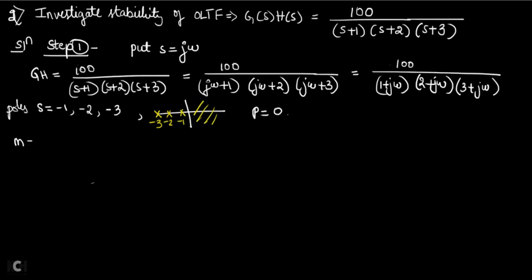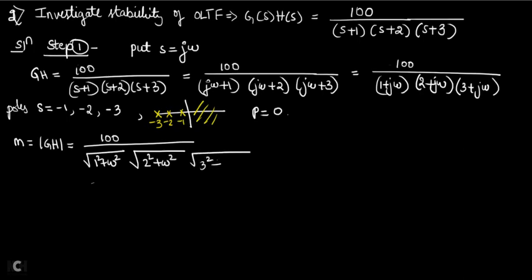Now you find the magnitude. Magnitude is by taking the modulus of G into H. Numerator you have 100, keep it as it is. Denominator: square root of 1 square plus omega square, and square root of 2 square plus omega square, and then square root of 3 square plus omega square. Just apply the formula of magnitude, square root of a square plus b square.